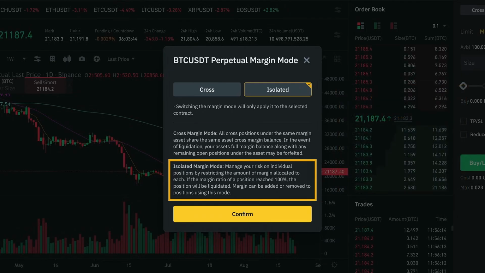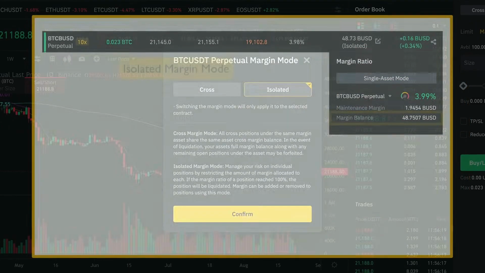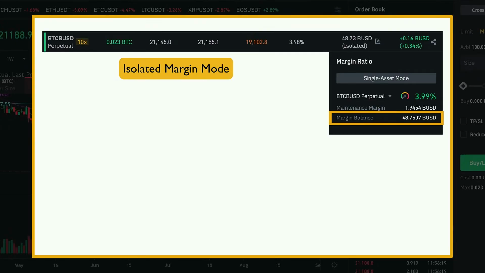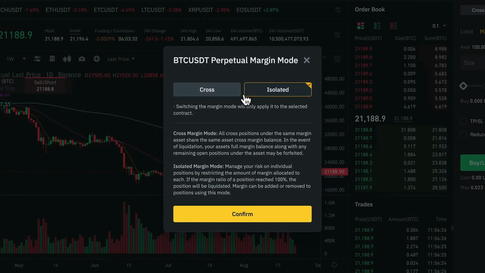However, in that case, it usually takes less of a price move against us to get liquidated, because the allocated margin is lower than in cross margin mode, where all of the assets count as collateral. Whether we want to use cross margin mode or isolated margin mode really comes down to how we want to manage our risk. So for now, I'm going to stick with cross margin mode.